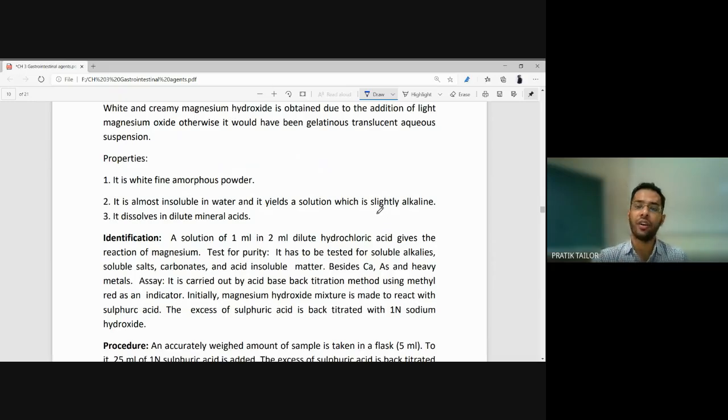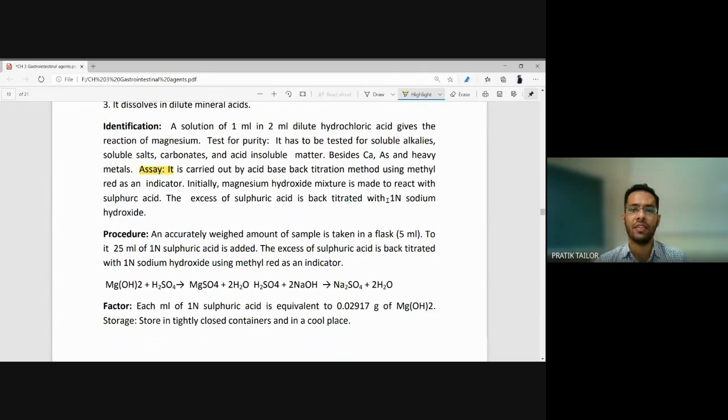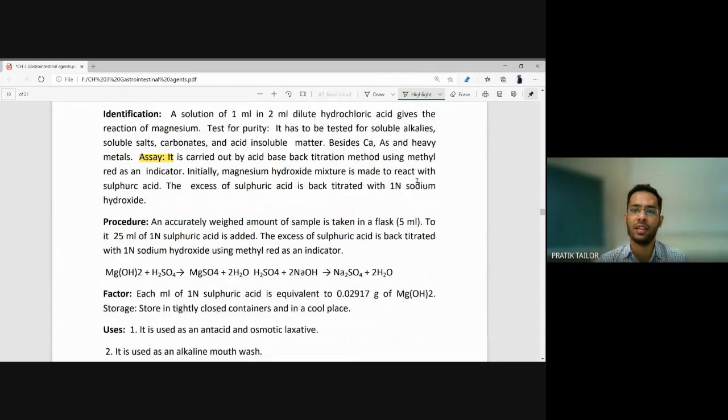Fine. How can you identify? You can dissolve this in dilute acid, then it will give you the characteristic reaction of magnesium. If you see the assay procedure, it is again a back titration method where you will be using methyl red as an indicator.